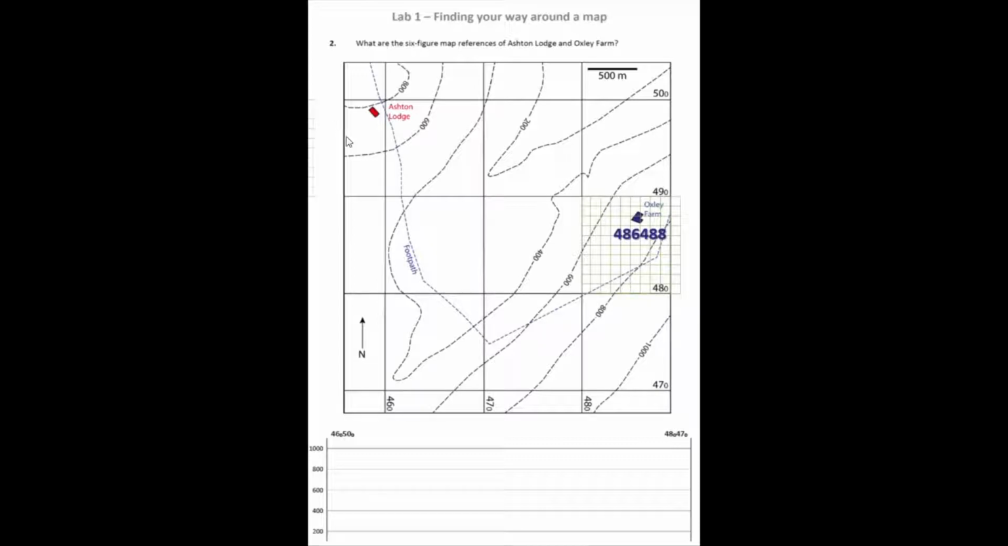And then Ashton Lodge, we can build another one of our subdivisions, and this time we can count backwards from our 460 grid line. So taking one increment back on the x-axis would make this 459, and then counting up from our y-axis at 490 would become 1, 2, 3, 4, 5, 6, 7, 8, 9, 499. So our six-figure grid reference for Ashton Lodge would be 459499.